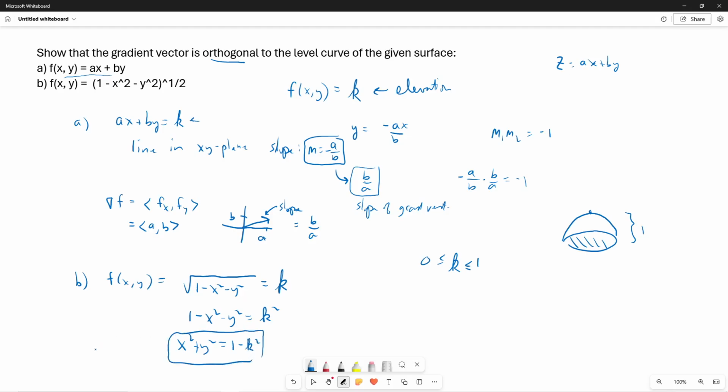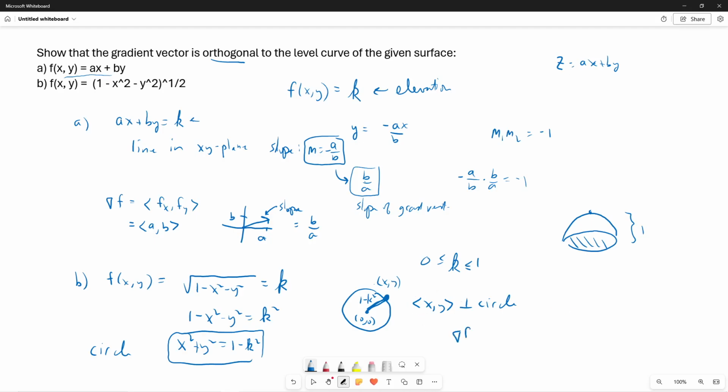So that is a circle with center at the origin and radius squared equal to 1 minus k squared, where k is between 0 and 1. So at any point on this circle, the vector x, y is perpendicular to this circle. So if you have a point x, y on the circle, then the vector x, y is perpendicular to the circle. So we will see that the gradient vector is a multiple of x, y.